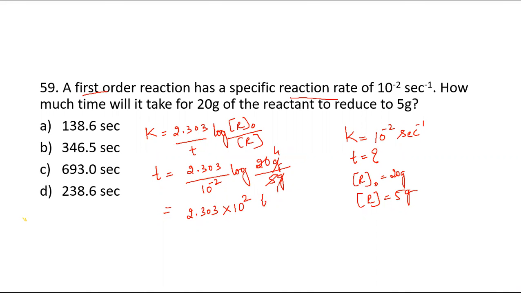Then log 4 value is 0.6020. Few log values you have to practice, because calculator as well as log tables will not be allowed. So multiply this, 2.303 into 0.6020 into 100. How much are you going to get? It is 138.6 seconds time. Therefore option A is correct.